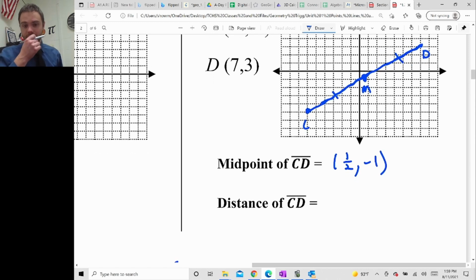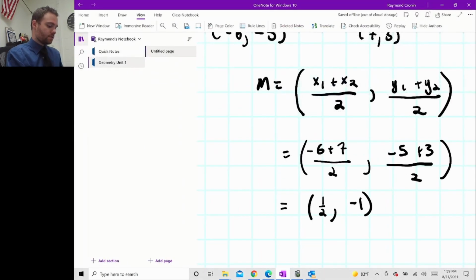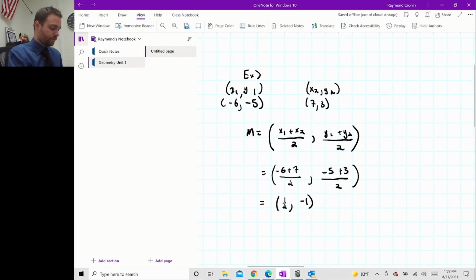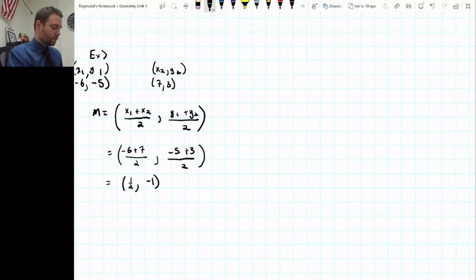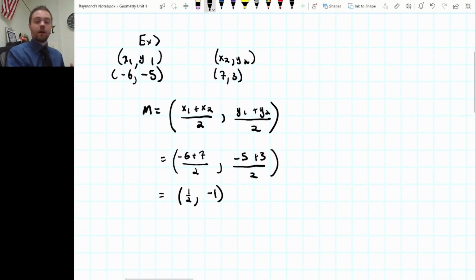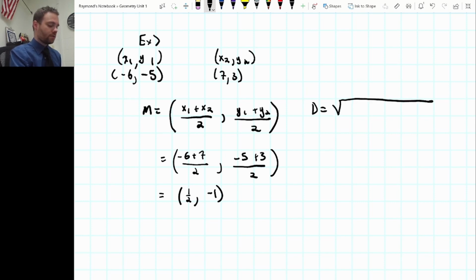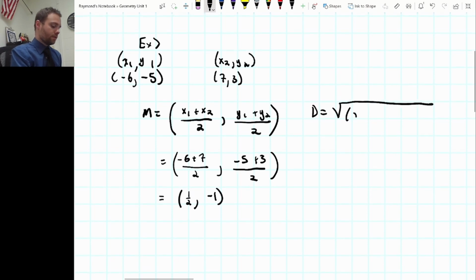Next we're going to find the distance of CD. We're going to use those same coordinates, but they're different formulas. So the distance formula is the square root of x2 minus x1 squared plus y2 minus y1 squared. Okay?